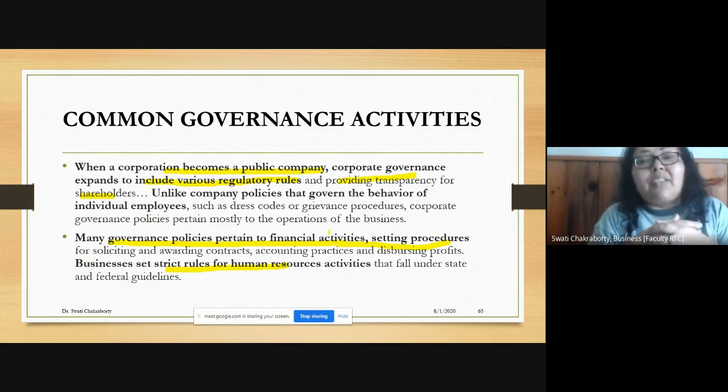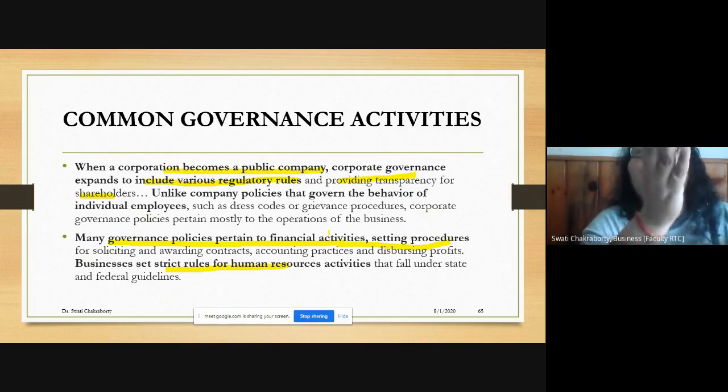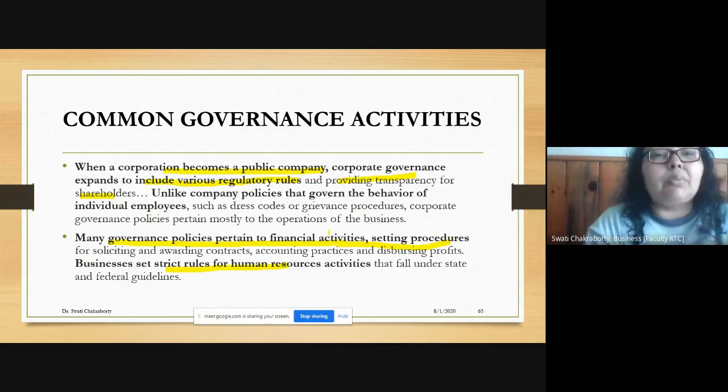You will have dress codes. Dress codes are there. There are grievance procedures. So it's more and more difficult. All these, you have more complex rules and regulations coming up.